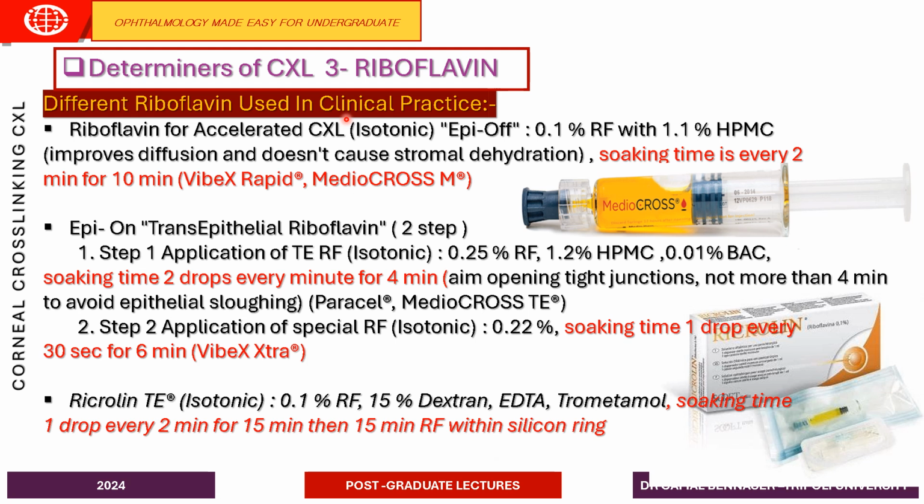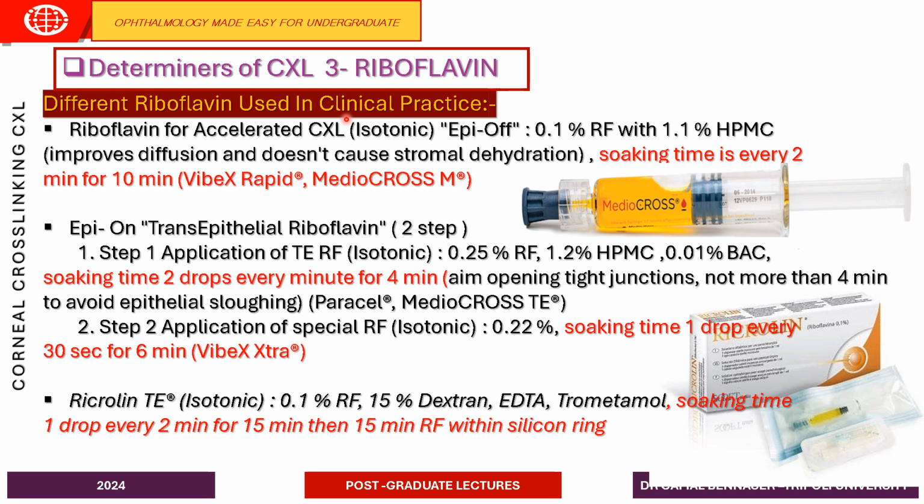It is also isotonic for epithelial, 0.1% riboflavin, but in hydroxypropyl methylcellulose instead of dextran. This will promote the diffusion of the transepithelial riboflavin, and it does not cause stromal dehydration. The soaking time is 2 minutes every 2 minutes for 10 minutes. Similarly, there is the Vibex Rapid and the Medicross M.